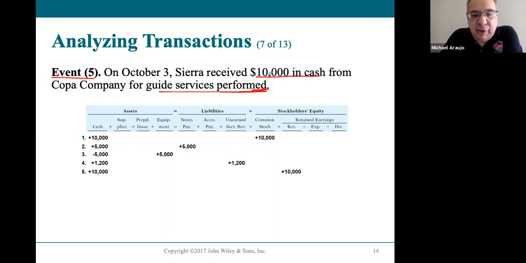So this $10,000 certainly affects cash because we were just shown we got more cash. So we certainly have more cash, but we performed work. We already provided this tour. That's what revenue is. So we have more revenue. Revenue is the source of the profit for the company. In other words, it's the source for retained earnings. So more revenue is the same as, in essence, more retained earnings for the company.